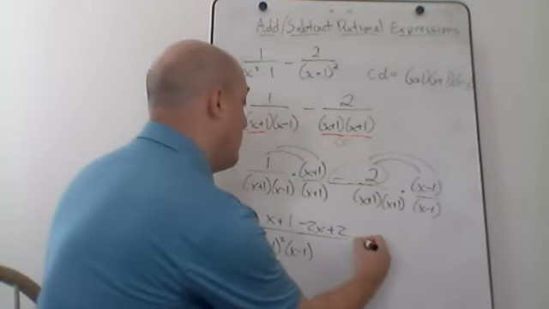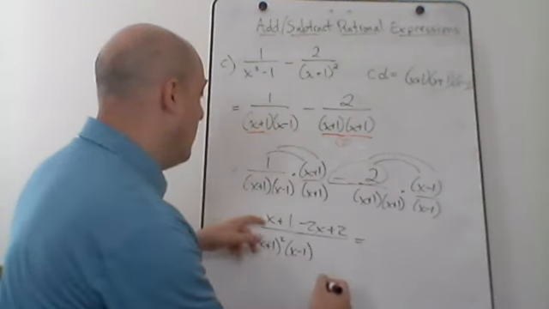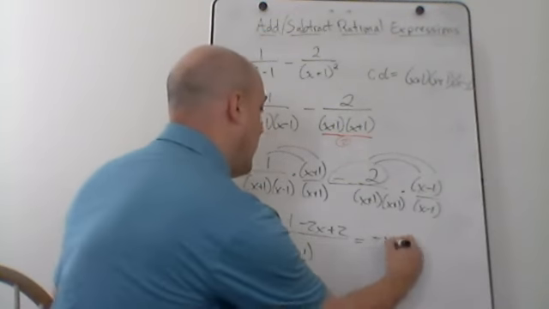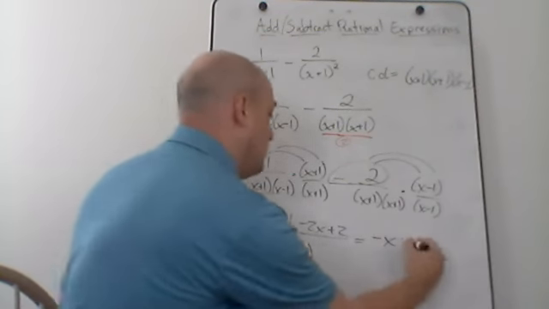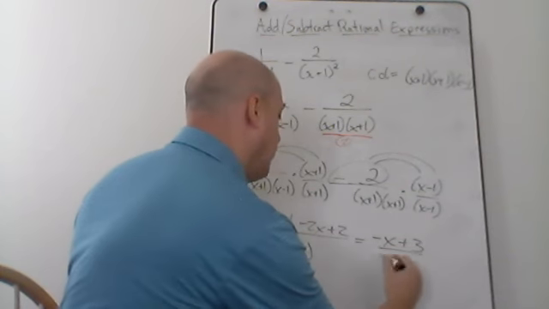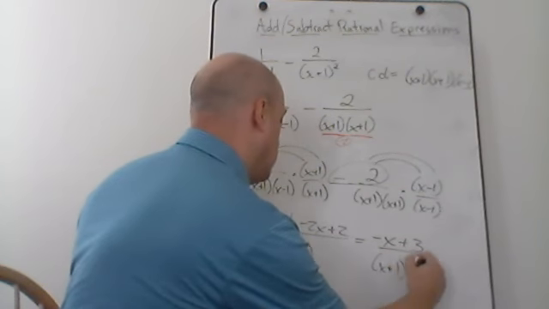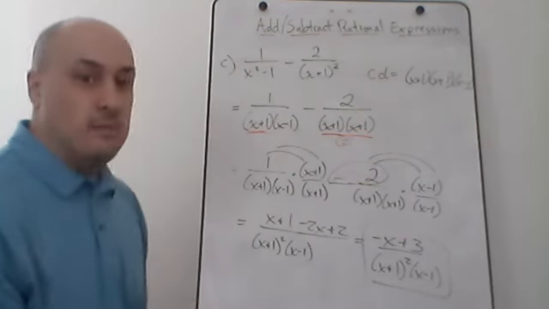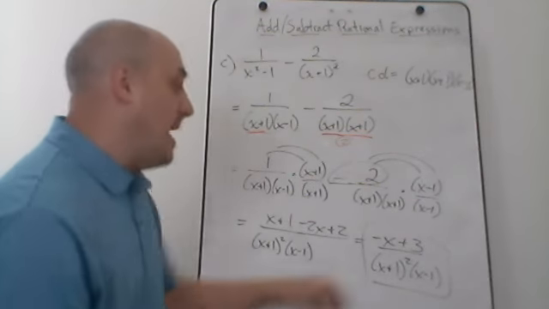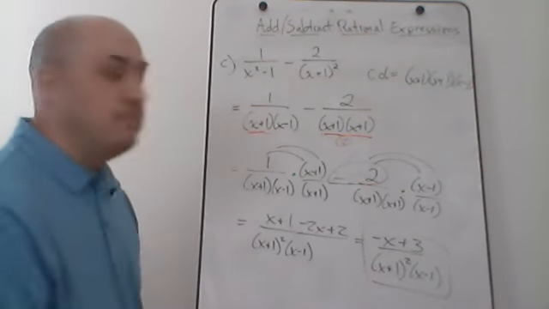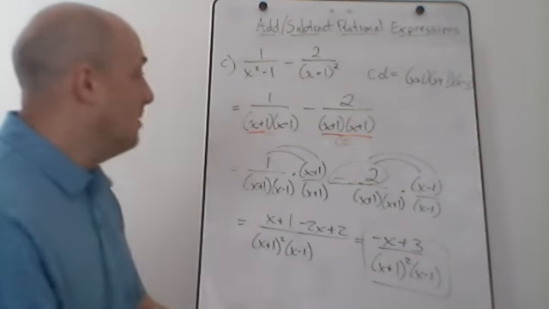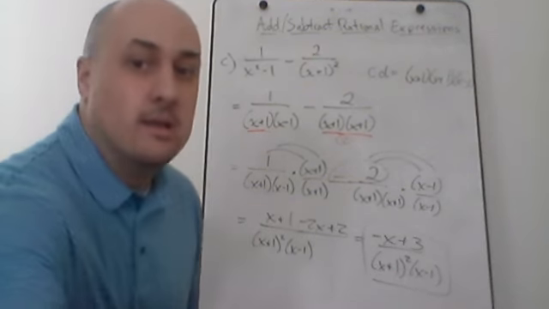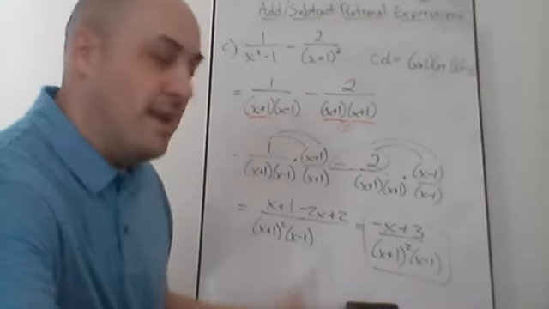And then if I just combine the like terms in my numerator, I have x minus 2x, which is going to be negative x. I have a plus 1 plus 2, so it's going to be plus 3, over x plus 1 squared times x minus 1. And the factor that I have in my numerator, my negative x plus 3, will not cancel any of those factors in my denominator. And so that is my final result there. So that's subtracting rational expressions, finding that common denominator.